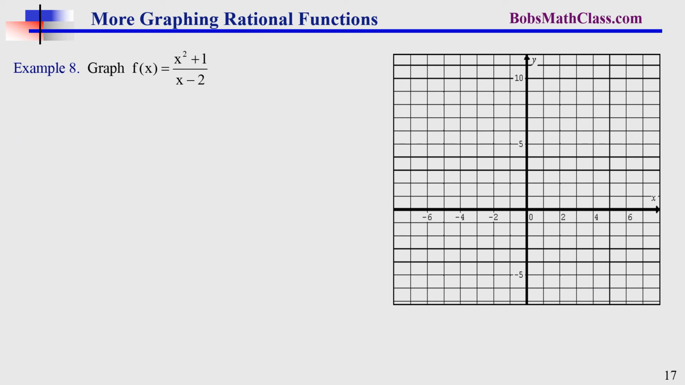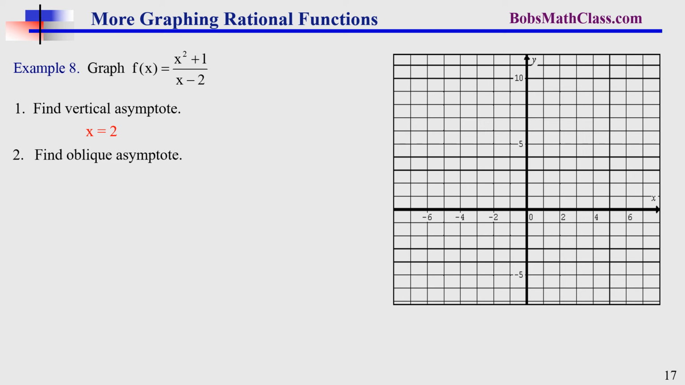All right, a couple more examples and then we'll call it a day. Let's see, vertical asymptote. What's our vertical asymptote here? Right, x equals 2. Oblique or horizontal? Oblique, right? The numerator is greater than the denominator by 1. So it's got an oblique asymptote.